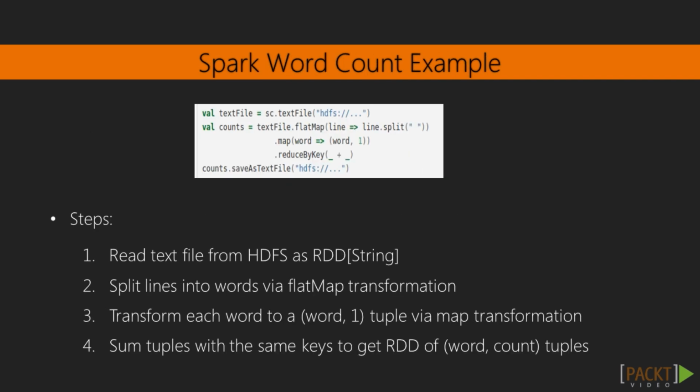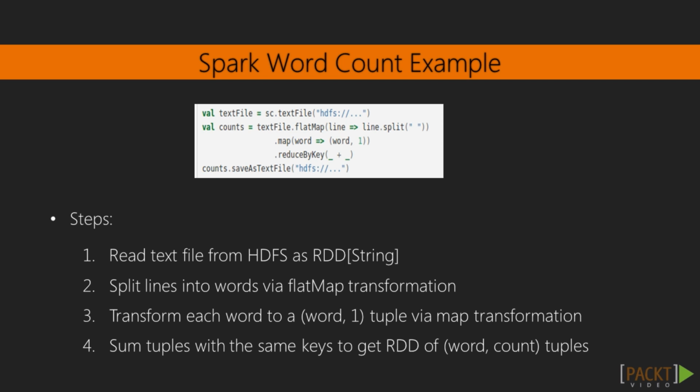Now let's take a look at an example Spark application. In this example, suppose you have a very large text file and you want to perform a parallel word count. Let's go through each line in this example. In the first line, we read the text file from HDFS into an RDD of strings. Here, SC refers to the Spark context. We then apply the flat map transformation to the text file RDD with a function that splits on white space into words. Therefore, the result is an RDD of word strings.